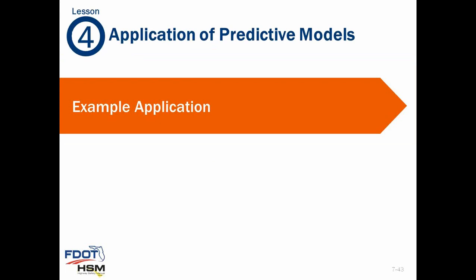Okay, we're now ready to start with lesson 4. In past lessons, we learned about SPFs and about CMFs. In this lesson, we're going to put everything together. Specifically, we're going to use the SPFs and CMFs in a set of predictive models. And we're going to use these models to evaluate one specific site. And I've prepared an example application to help us do this.